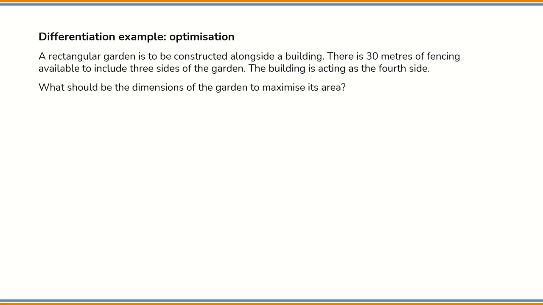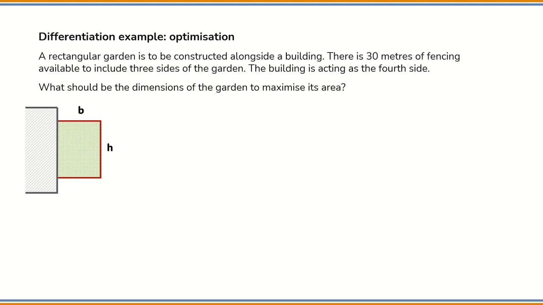Now we are going to continue with a similar example, but in this case we won't be able to guess the answer. We need to use differentiation. A rectangular garden is to be constructed alongside a building. There is 30 meters of fencing available to include 3 sides of the garden. The building is acting as the 4th side. What should be the dimensions of the garden to maximize its area?